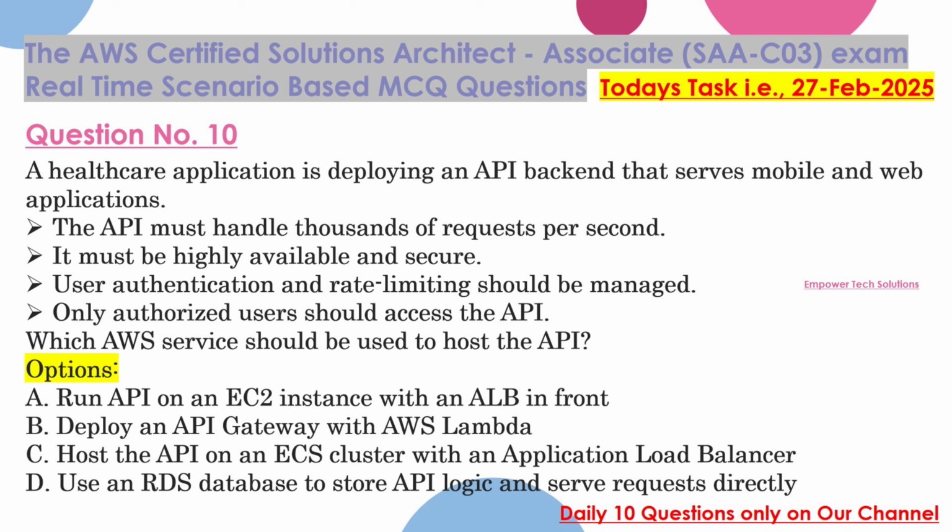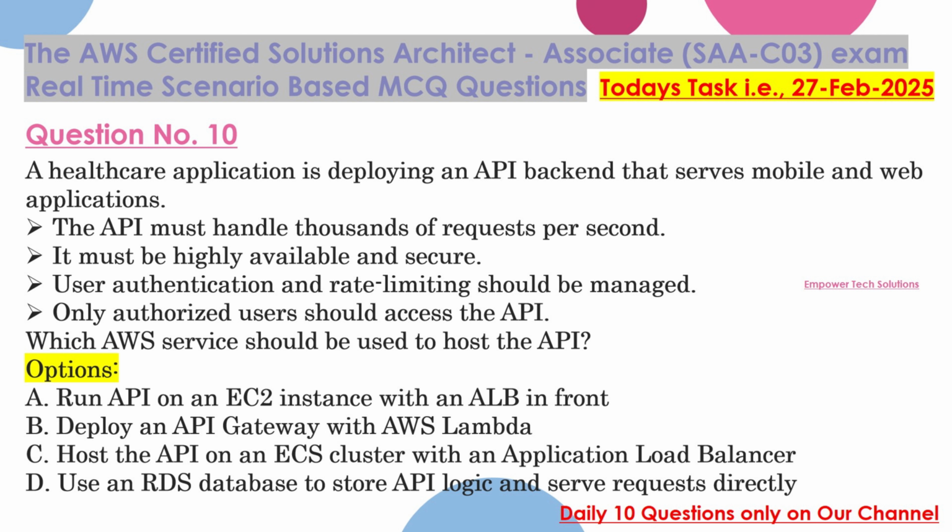Question 10. A healthcare application is deploying an API backend that serves mobile and web applications. The API must handle thousands of requests per second. It must be highly available and secure. User authentication and rate limiting should be managed. Only authorized users should access the API. Which AWS service should be used to host the API?